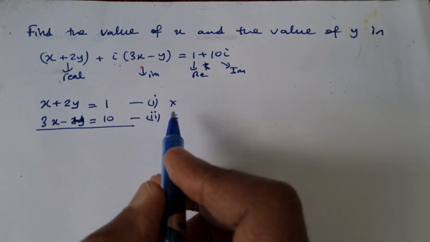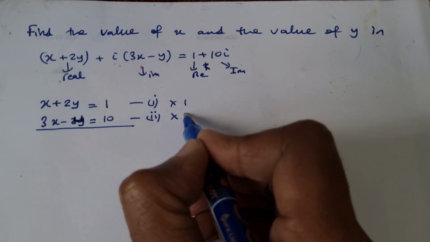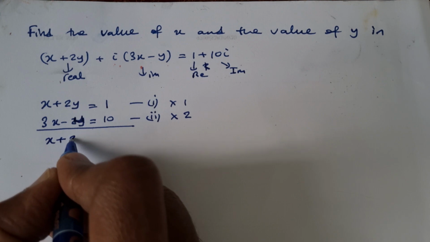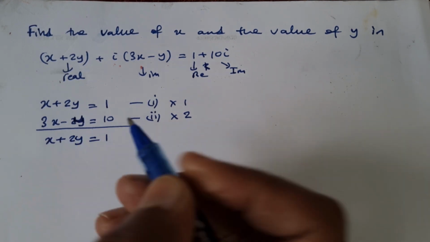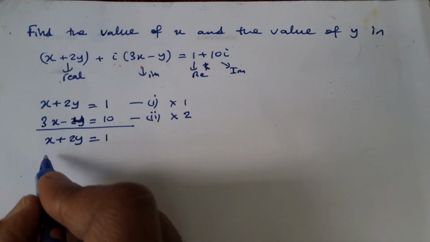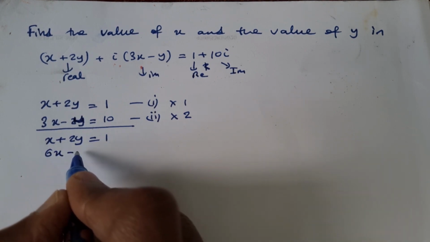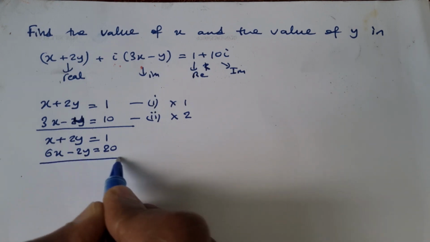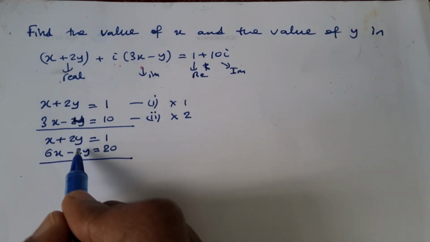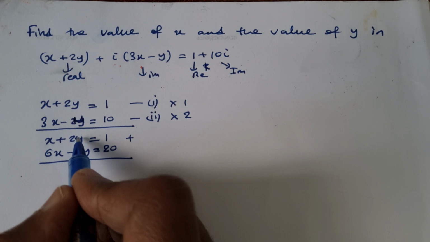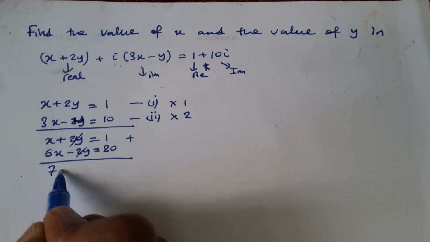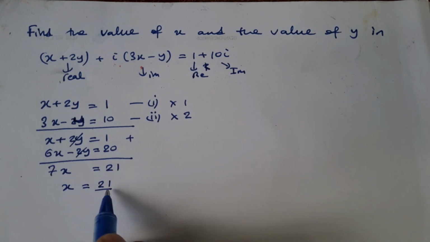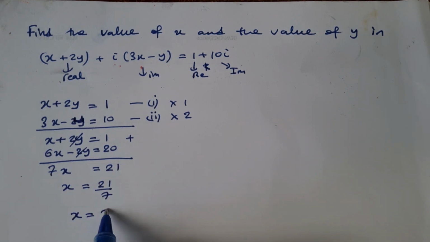Okay. So now we can multiply this by 1 and multiply this by 2 and try to cancel y. So I've got then x plus 2y, the usual way of solving your simultaneous equation. Then I've got 6x minus 2y is equal to 20. So now if we would like to cancel y, we simply need to add, and these two are going to cancel out, and I'm left with 7x is equal to 21, meaning that x is 21 over 7, and therefore I've got x is equal to 3.